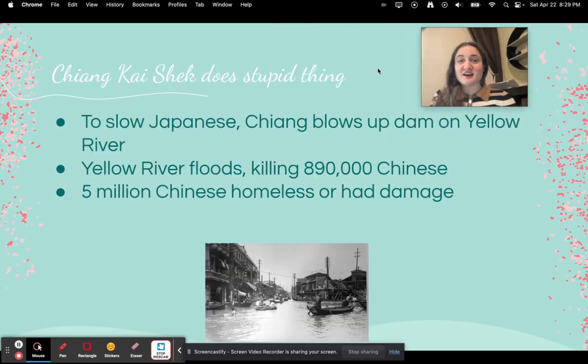So, Chiang Kai-shek does a really stupid thing to try to stop the Japanese forces. To slow the Japanese, Chiang was like, "What a great idea! I'm going to blow up the dam on the Yellow River." And the Yellow River is one of the most major rivers in all of China. So he does that, and what happens is that the Yellow River absolutely floods all the crop fields, houses, cities, everything, killing 890,000 Chinese, and leaving 5 million Chinese homeless or with some sort of damage to their property. And you can see here, here's a city, and people are just rowing their boats in the street.